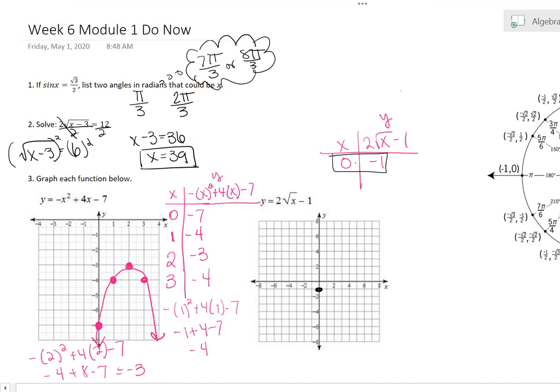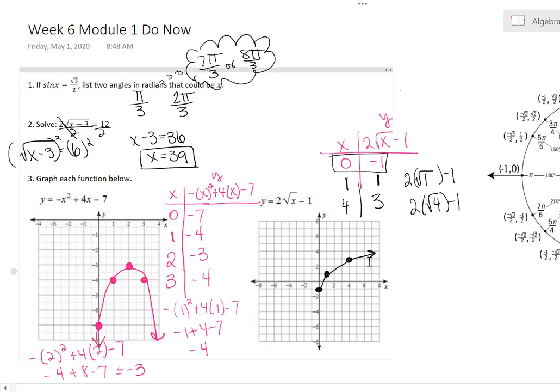So let's plug in 1. I can take the square root of that easily. 2 times the square root of 1 minus 1. It's going to give me positive 1. Let's skip all the way to 4. 2 times the square root of 4 minus 1, or 2 times 2 is 4 minus 1 is 3. And remember, once you get about 3 points, we are good to go. Checking to make sure this makes sense. It's my normal square root function shifted down 1, and then having a vertical stretch of 2, which checks out with what I have.